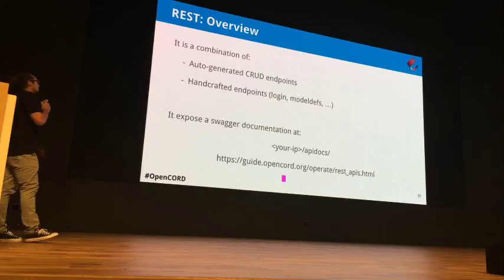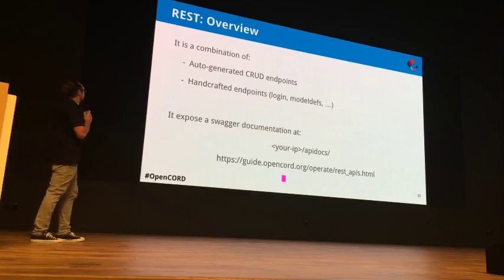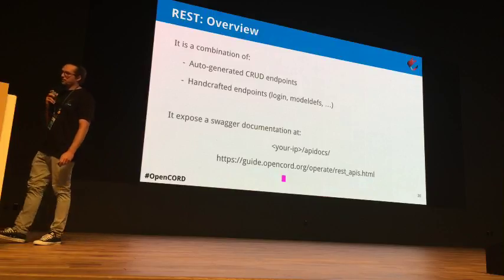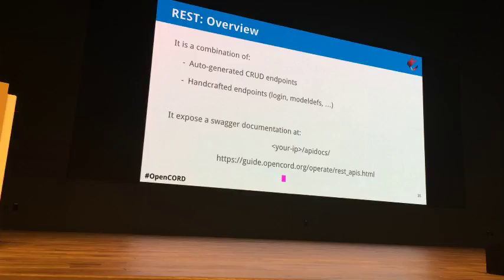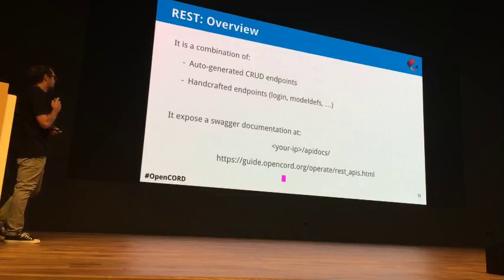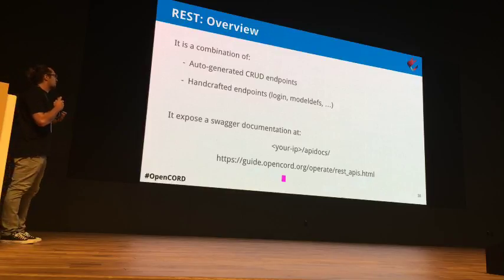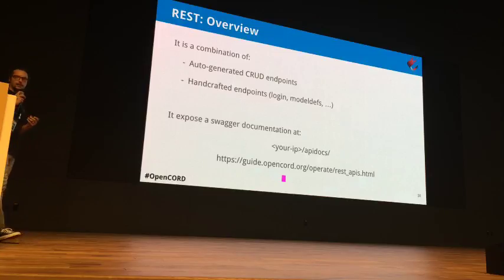Let's go a little bit into detail through them. REST is a combination, like many other things, of auto-generated endpoints that let us perform regular operations on the models and custom endpoints. We are trying to keep them as limited as possible, but they give us utilities like authentication, description of the data model, and in case your service needs a particular endpoint, you can provide that functionality.